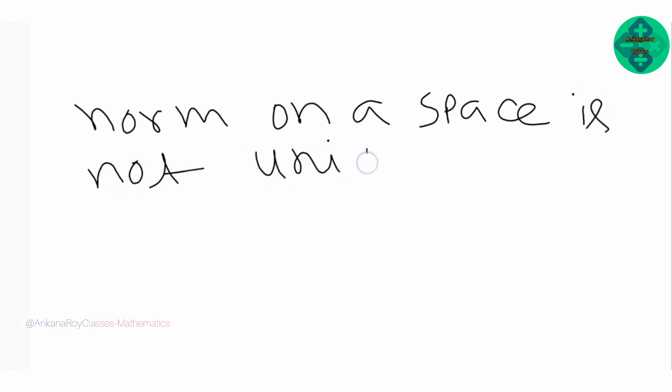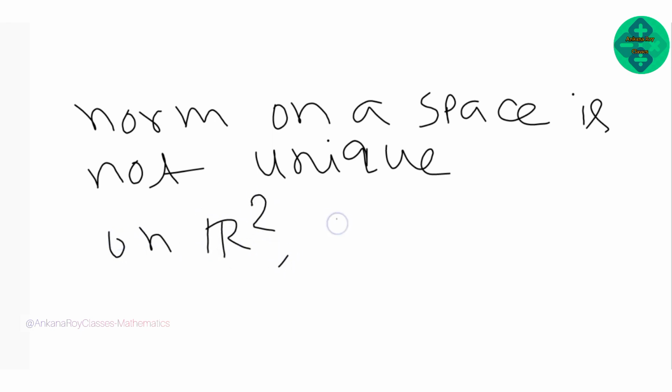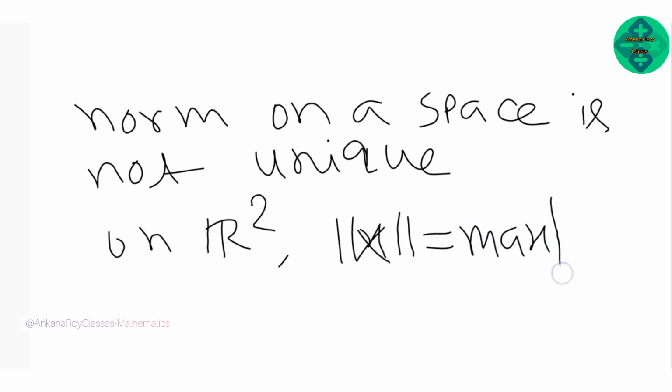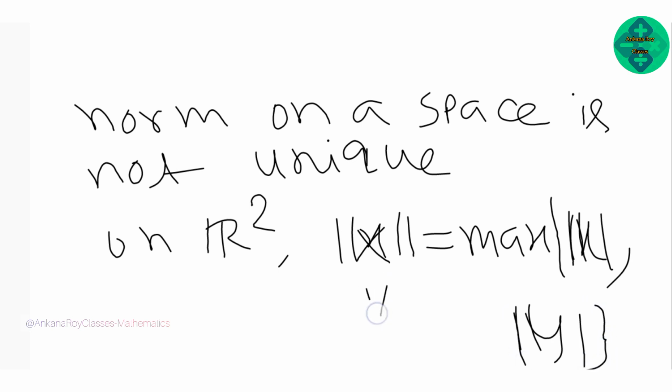And remember that a norm on a space is not unique. That is, we can define many norms on a particular space. On R2, this is also a norm: norm x is equal to maximum of mod x, mod y. This is also a norm on R2. And R2 together with this norm is also a normed linear space.